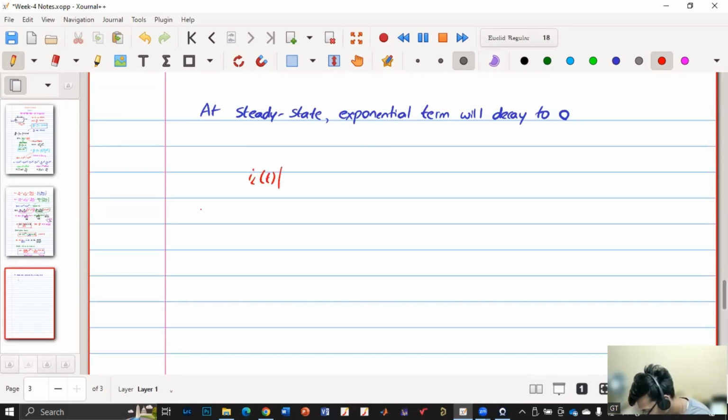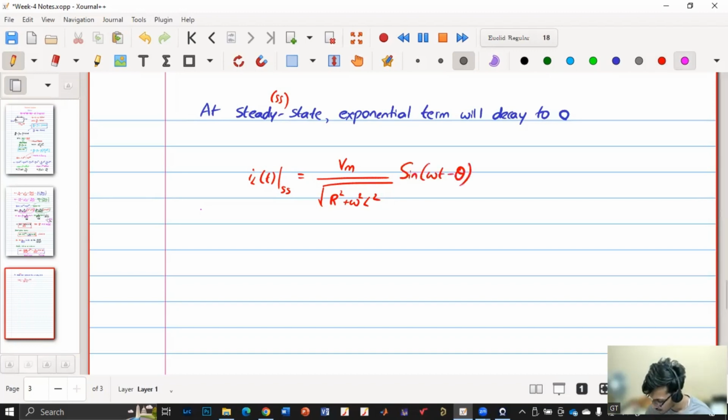Yes. So IL of t at steady state, I am representing steady state as SS, is equal to Vm by square root of r square plus omega square L square, sine omega t minus theta. So this will be my inductor current at steady state.